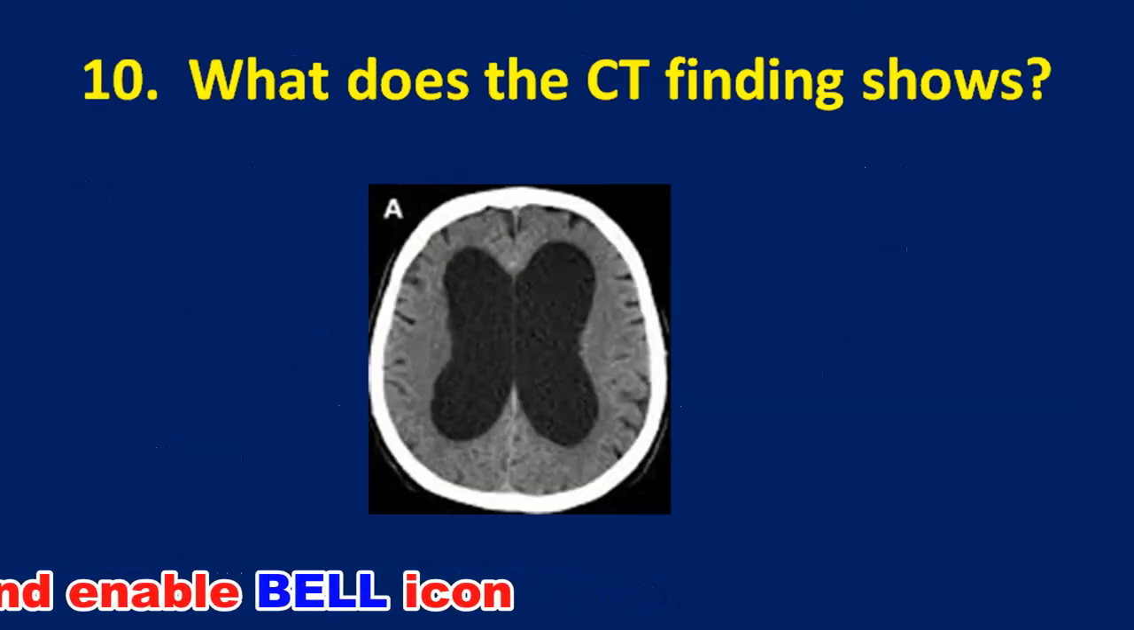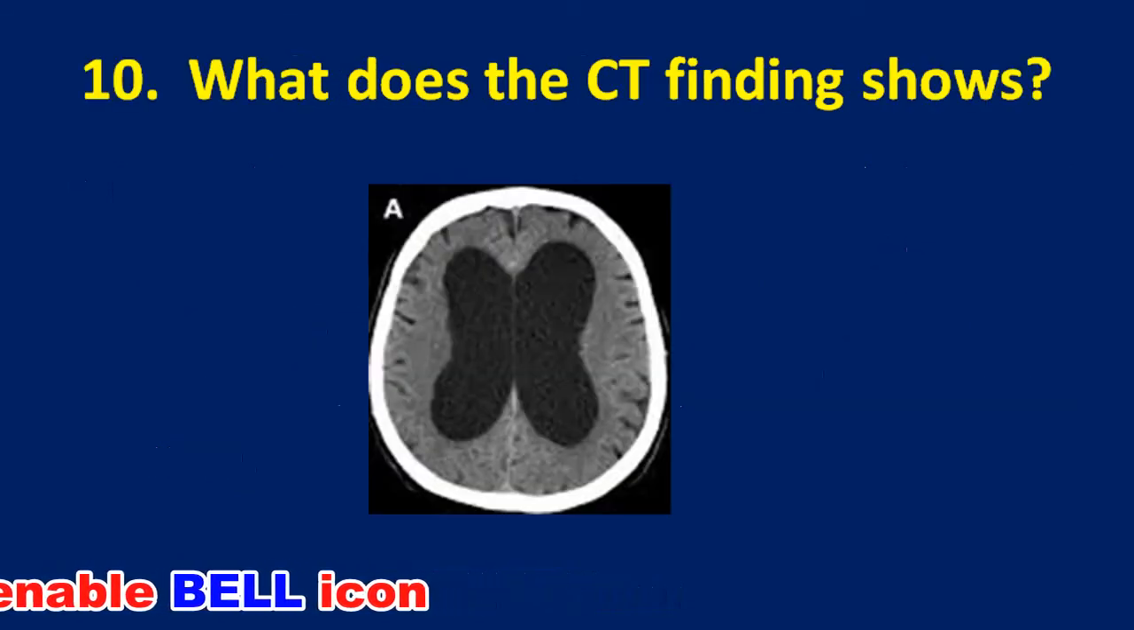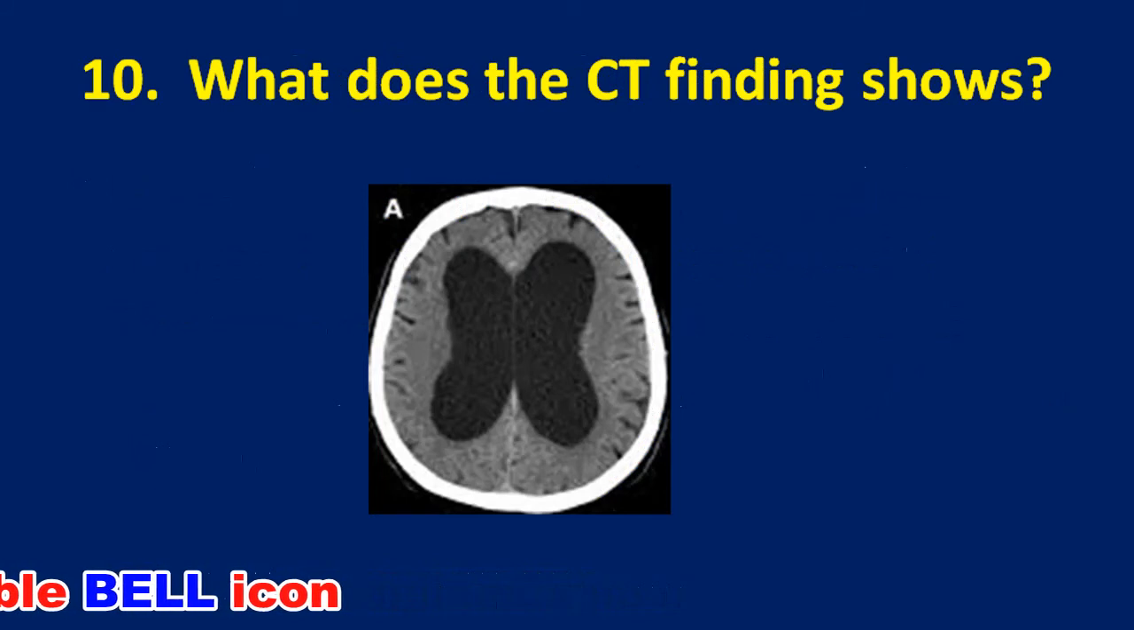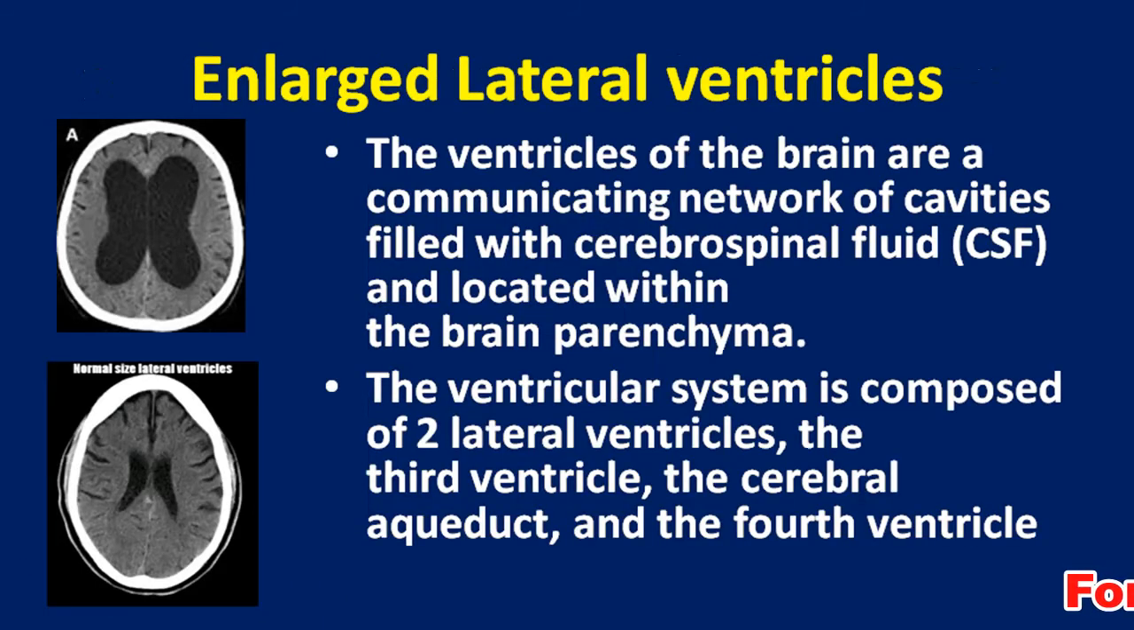Tenth question. What does the CT finding show? Here you can see an image from a patient's CT, and by seeing the image, what can you interpret? The CT image shows enlarged lateral ventricles.